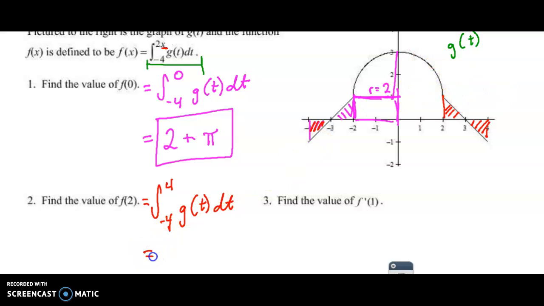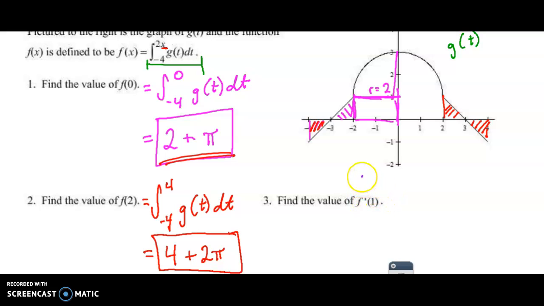So to me it makes perfect sense. I'm just going to double this answer up here to get 4 plus 2 pi, or you can work it out and find each area and go on from there. So be careful as we move on to number 3, because we're doing f prime of 1.